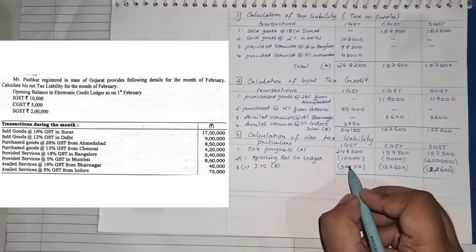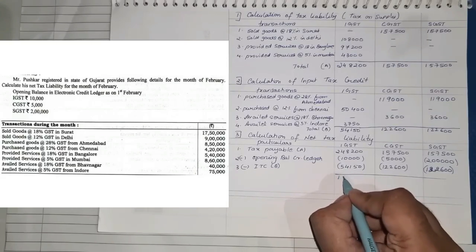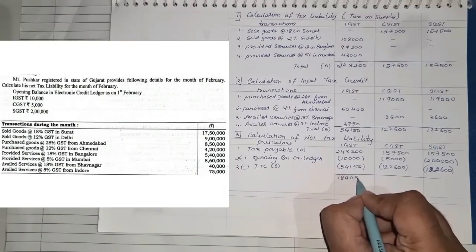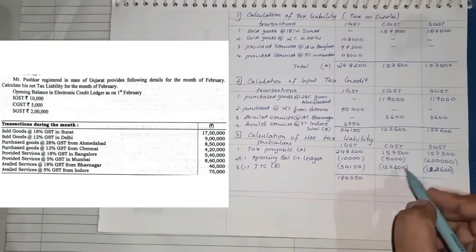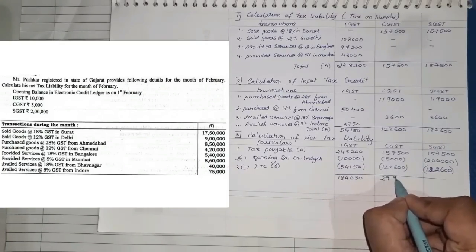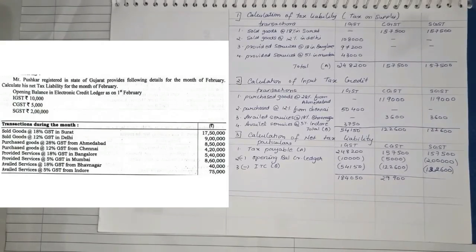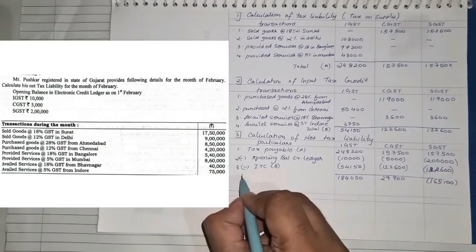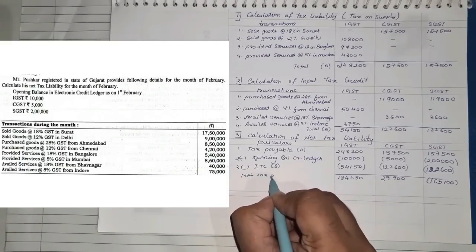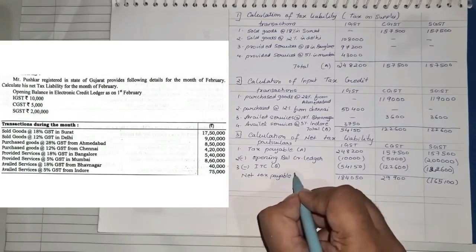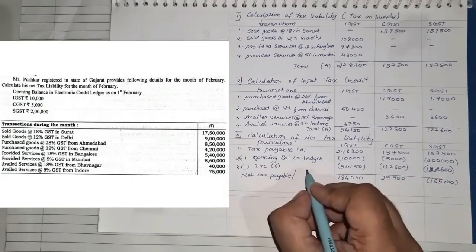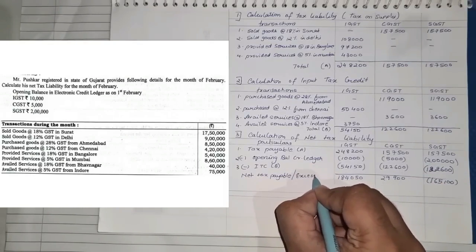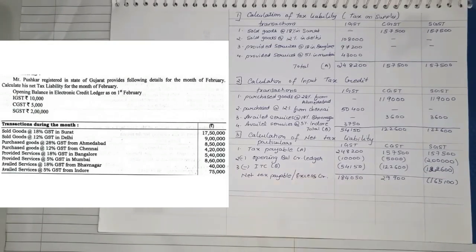Okay, so 2,48,200 minus 10,000 minus 54,150, I get a difference of 1,84,050. The same when I do for the second one, I will get 29,900. And for the third one, since the amounts are huge, it goes negative, 1,65,100. So this is nothing but my net tax payable, or because one is negative, I can even write this as excess credit. Excess credit means I have paid more than what I have collected.